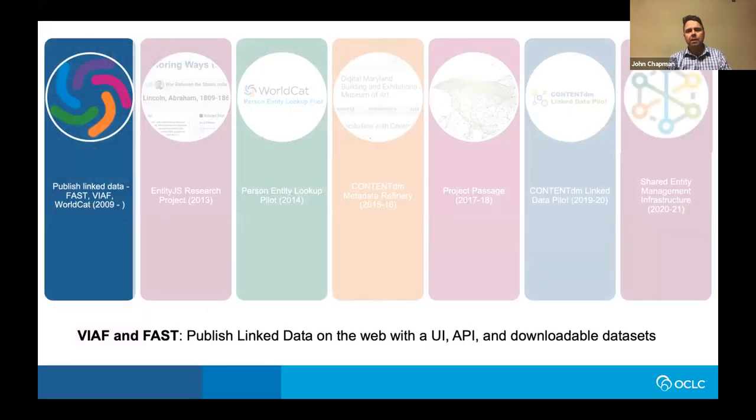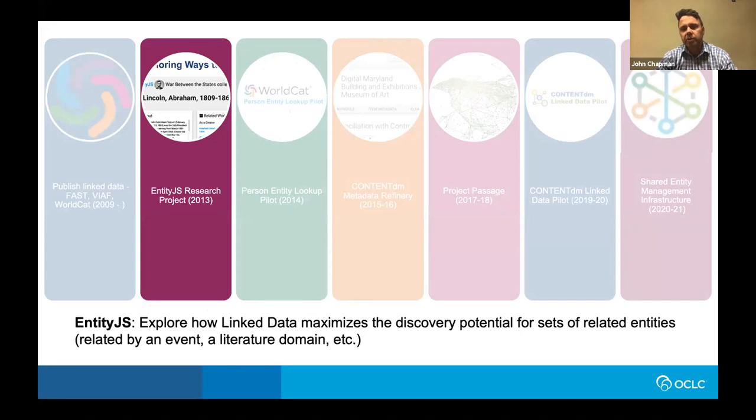So just to recap and sort of wrap up the presentation, I wanted to take a really quick spin through our timeline here and talk about the takeaways from each project. Ten years ago with VIAF and FAST and also WorldCat, that was really about publishing linked data on the web with UIs, with an API, and with downloadable data. Then we moved towards exploring how linked data maximizes discovery, using that bento box interface to traverse those connections between different entities.